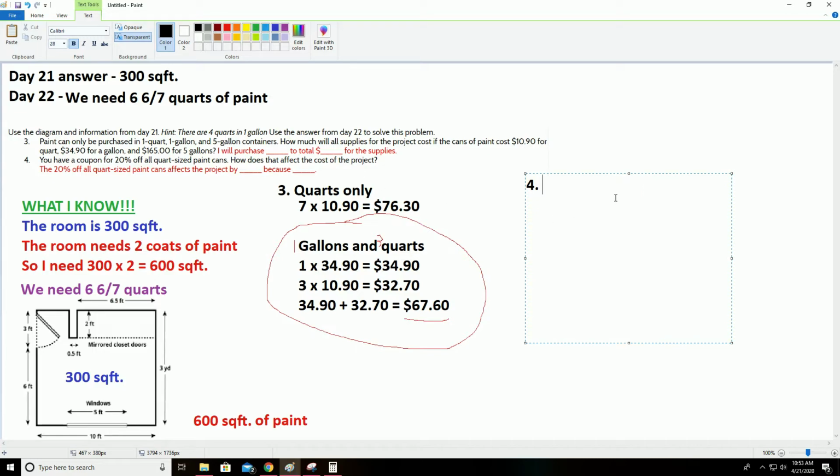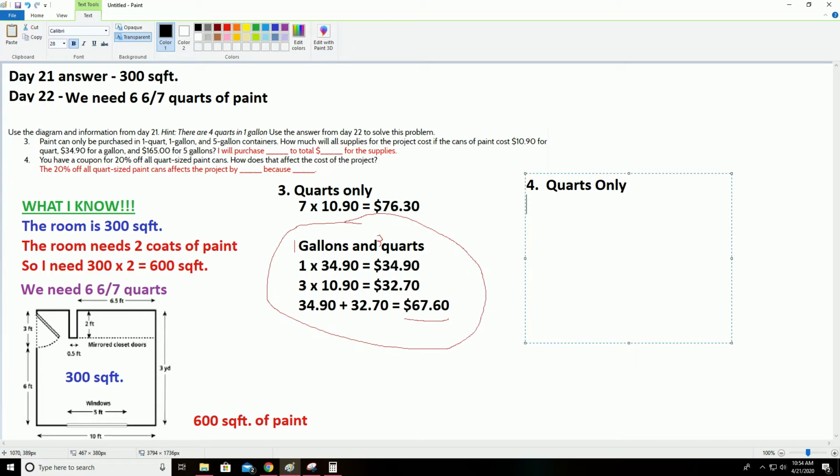Okay, so let's go back and we'll analyze both of these prices. Now, the only price that this will not affect will be the $34.90 because this only affects quart size cans of paint. The $34.90 is a gallon of paint, so this will not affect this price here. It will only affect the $32.70 and the $76.30. So let's look at quarts only first and see how it affects it.